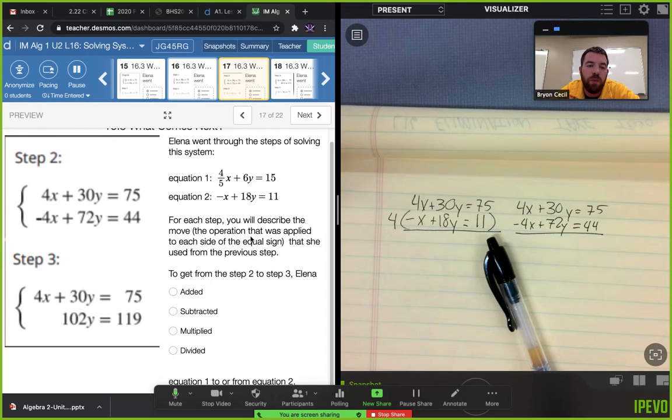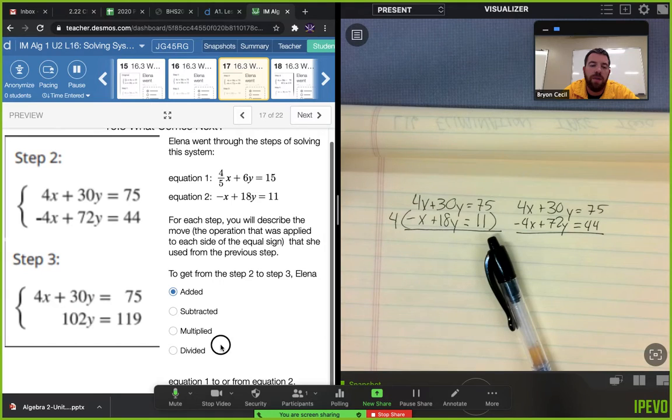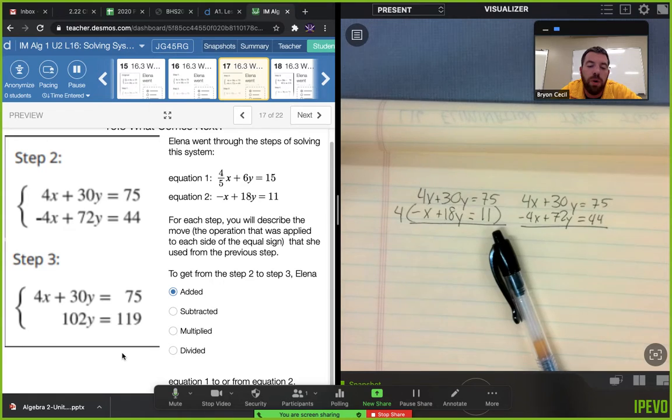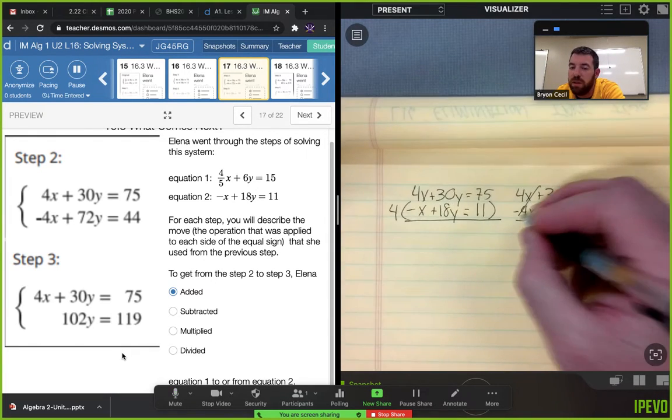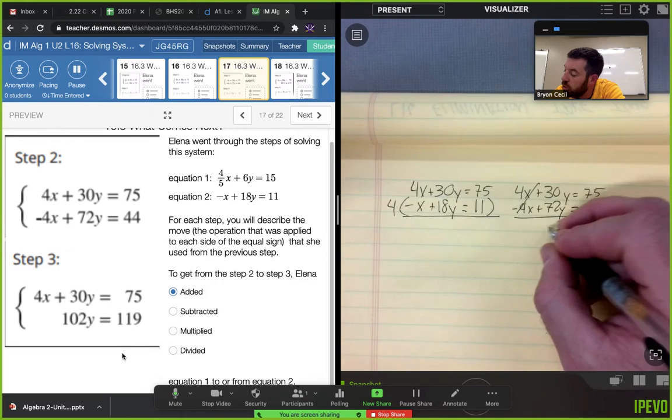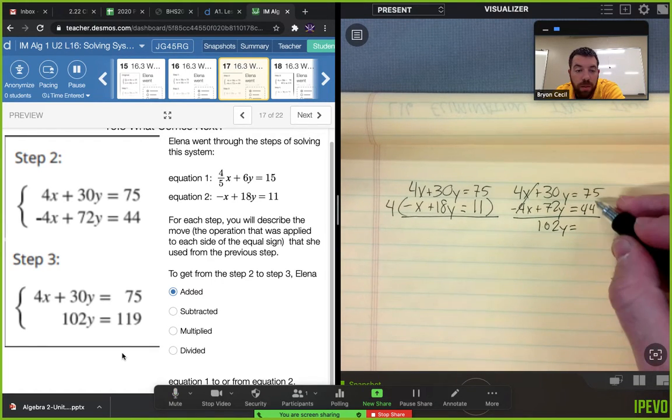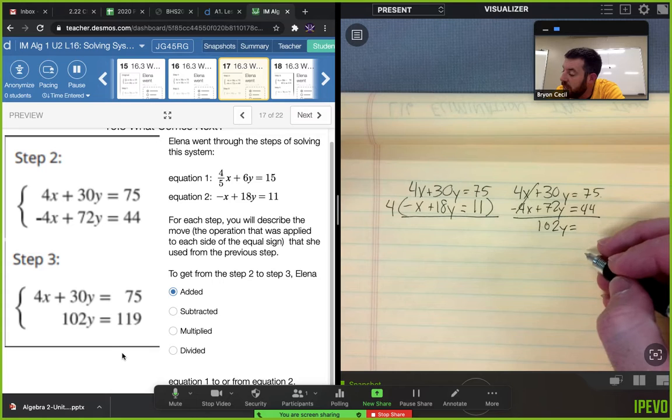Now, guys, we see here, what did she do? Okay, she added equation 2. Let's see. Uh-oh. Can't zoom in or out. This is all we've got. Okay, she would have added equation 2 to equation 1. So basically, guys, she added down. These cancel. Okay, and what you're left with is 102y equals, bringing these together, I'm going to get a big 119.